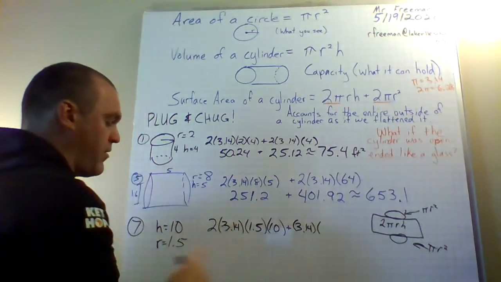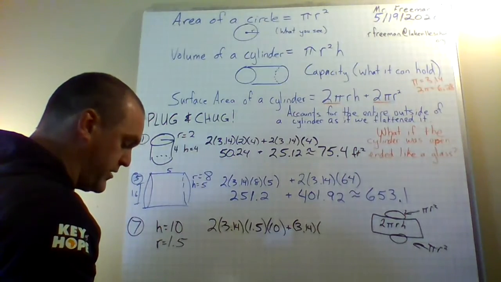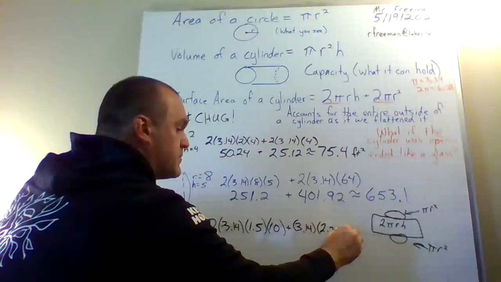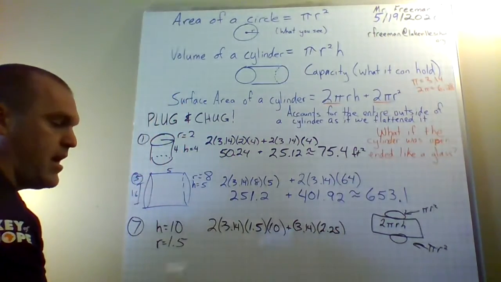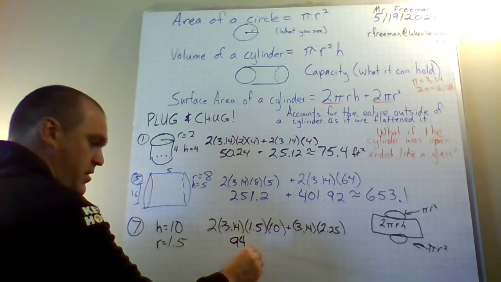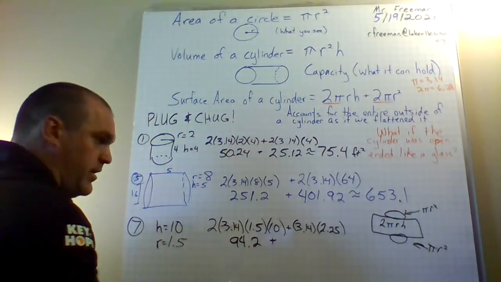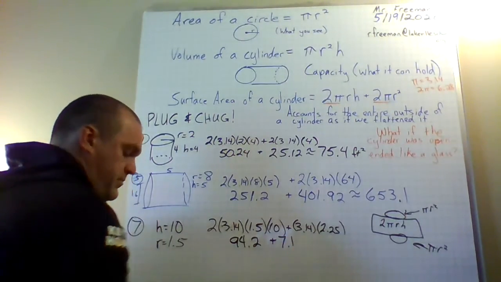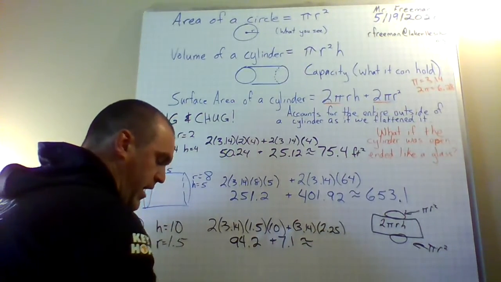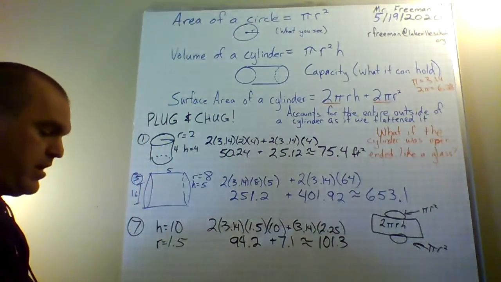And the radius squared, remember our radius is only 1.5. When we square that, we should get 2.25. And now we plug away. Okay, we punch these guys in here. And that's 94.2. We're going to add that to over here. It's only going to be 7.1. So when we add those guys together, you're going to get an answer that's approximately 101.3, and that's inches squared.